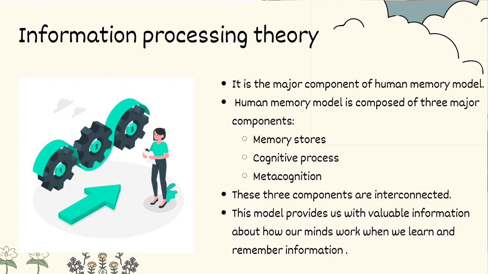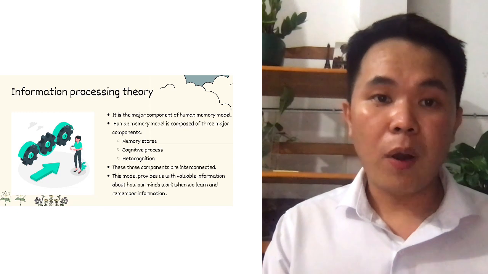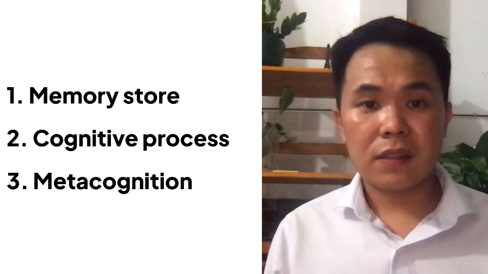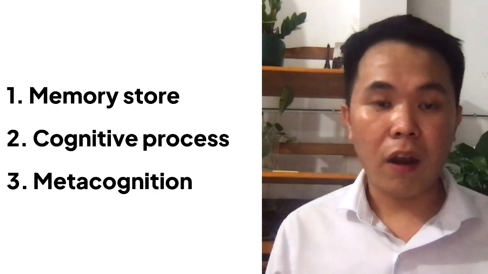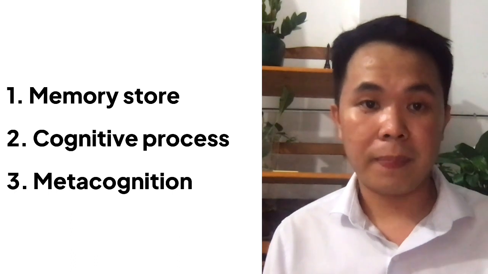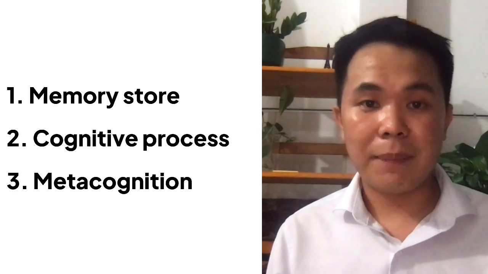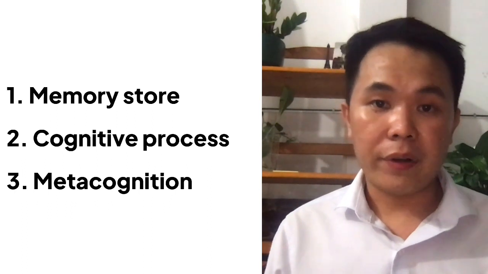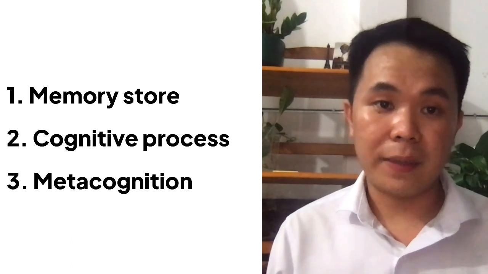A model of human memory becomes a central component of information processing theory. It is composed of 3 major components that are interconnected with each other. The first one is memory store. It is the store that has sensory memory, working memory, and long-term memory, and all of them are responsible for holding information. The second one is cognitive process. That is the mental process that can be attention, perception, rehearsal, encoding, and retrieval. And the last one is metacognition. It focuses on the cognition mechanism.